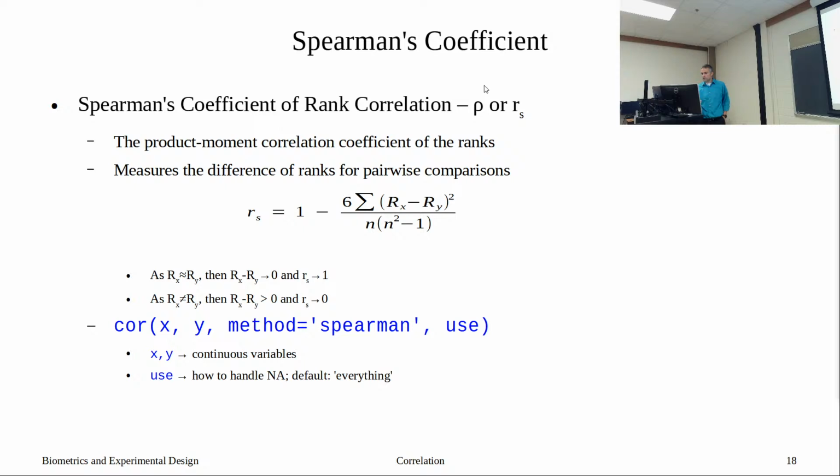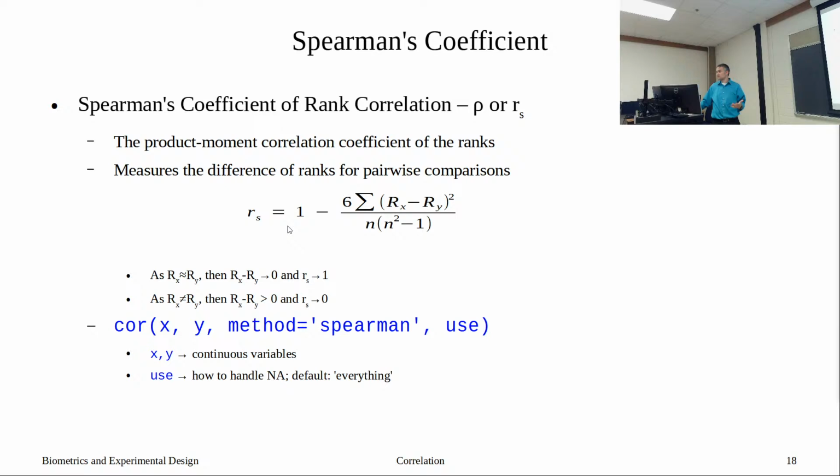This is what's called the product moment correlation coefficient of the ranks. It's using the rank, so capital R sub X and capital R sub Y, that's the rank. How it works is it does the subtraction of the ranks row by row to see how close they are. If they have the exact same rankings, then this term, the rank of item one minus the rank of that same item one, is going to be zero. So this whole thing becomes zero, which means our rho is one.